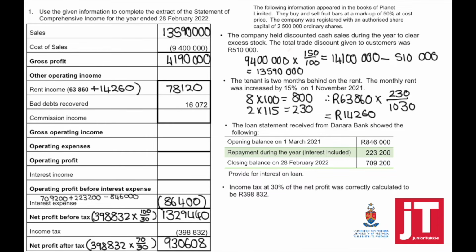If you chose the net profit before tax, then we simply say net profit before tax minus income tax equals net profit after tax. Once we've calculated the net profit before tax, we've calculated the interest expense, we can now calculate the operating profit before interest expense by taking the net profit before tax plus interest expense equals operating profit.